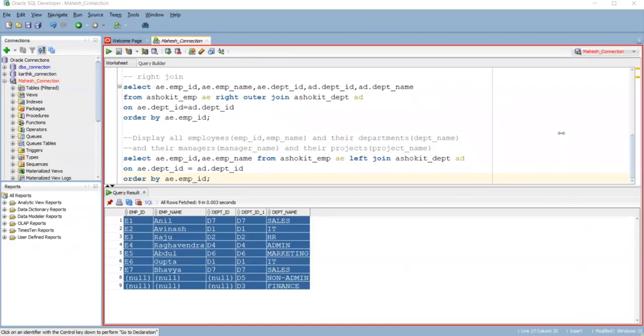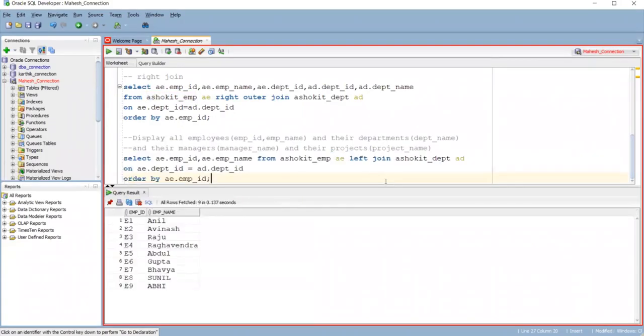As I clearly mentioned, when you are working with the left join, the left hand side table data is important for you. So how many records are there in Ashok underscore employee? 9 records. So you will get 9 records of information. Just execute it. So you got the 9. So you got the 9 employees' information and then the departments information or not?